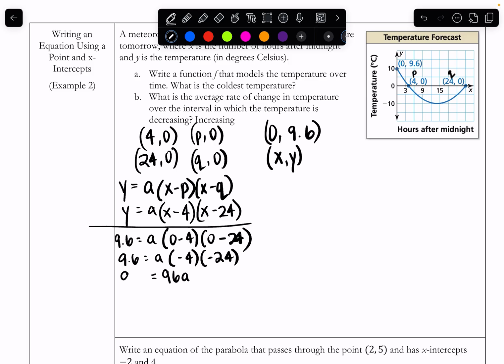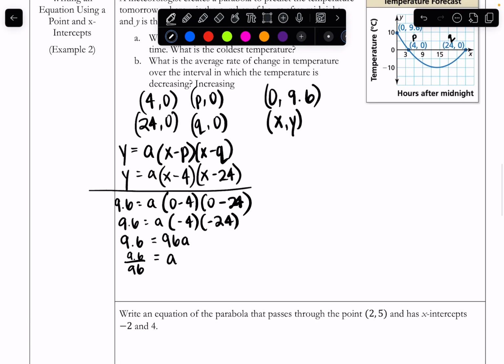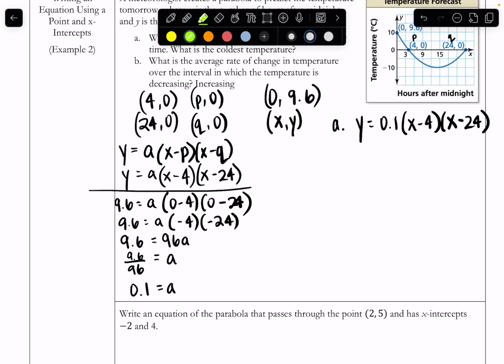So you have 96A equals 9.6. A is then 9.6 over 96, which hopefully you recognize does reduce. And that becomes 0.1 or 1/10. Right, which means that my equation is 0.1 times x minus 4 times x minus 24. All right, that is part A.